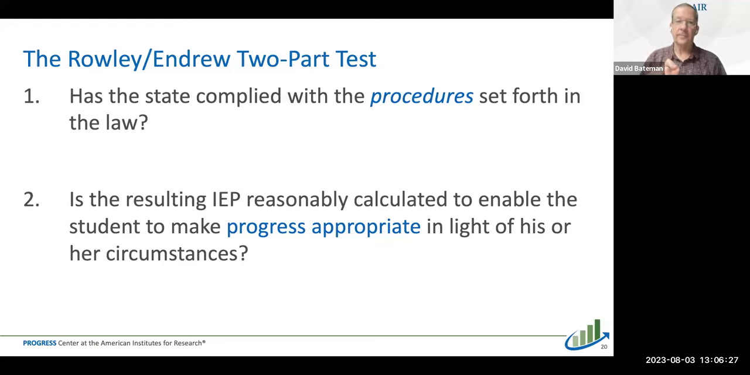The first is the procedural part. Has the state complied with the procedures set forth in the law? This is, again, why your special ed directors hound you to make sure that you're following the timelines, that you have the right people in the room.